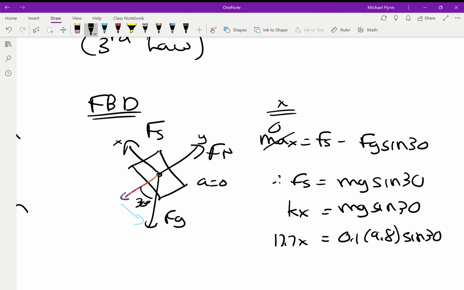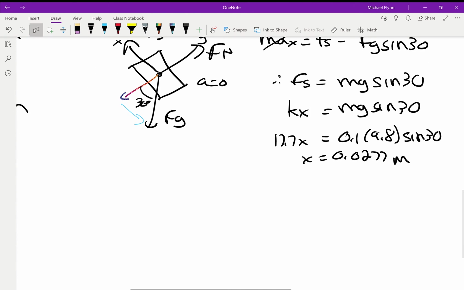Okay, so I'll take out my calculator. 0.1 times 9.8 times sine 30 equals, divided by 17.7. I get 0.0277. So I get x is equal to 0.0277 meters.